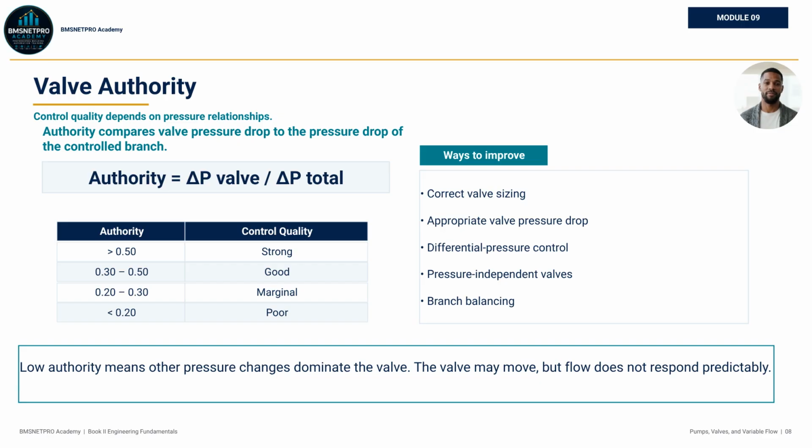BAS teams often try to fix this with PID tuning. Sometimes tuning helps, but it cannot fully correct a poorly sized valve or a bad pressure relationship. Good control starts with good hydraulics.